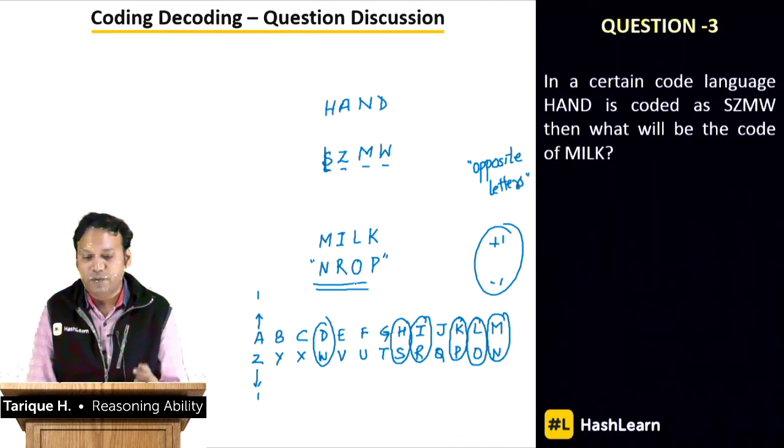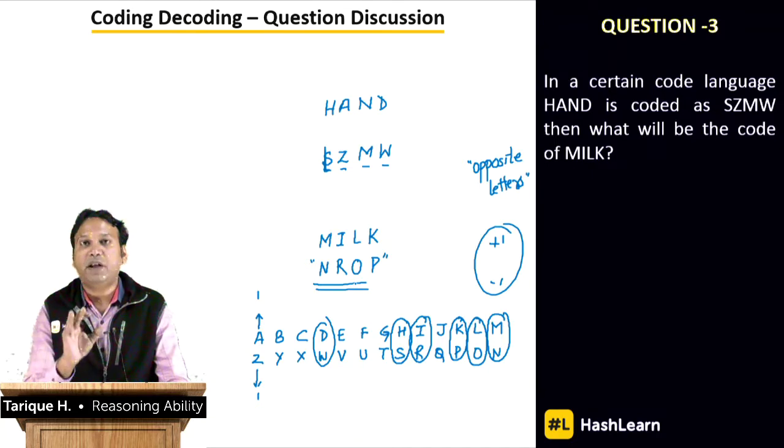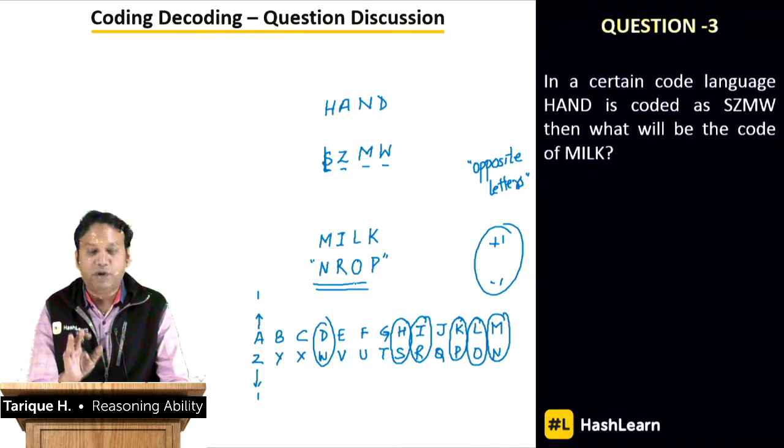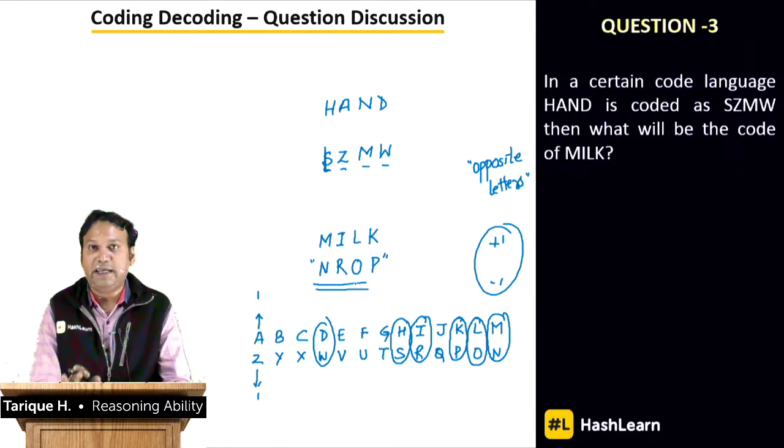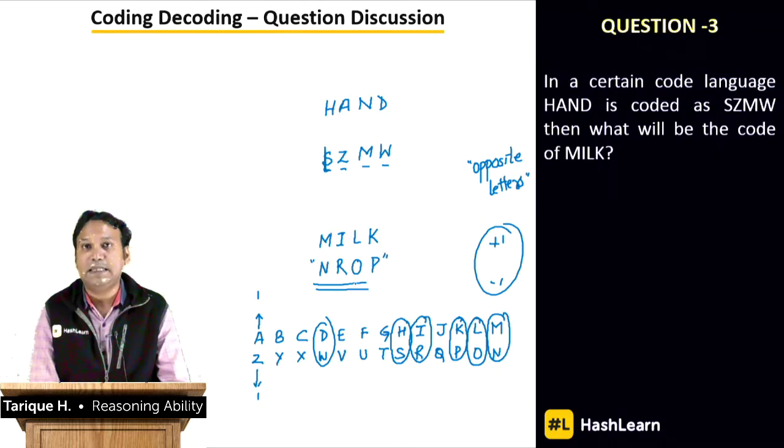A new type of question for you, question number 3. So I hope you have understood this question and you have noted down the solution for this question, and remember this technique of coding by opposite letters. So when the shifting technique is not working, this could be one of the methods that you could try while solving a question in the examination.